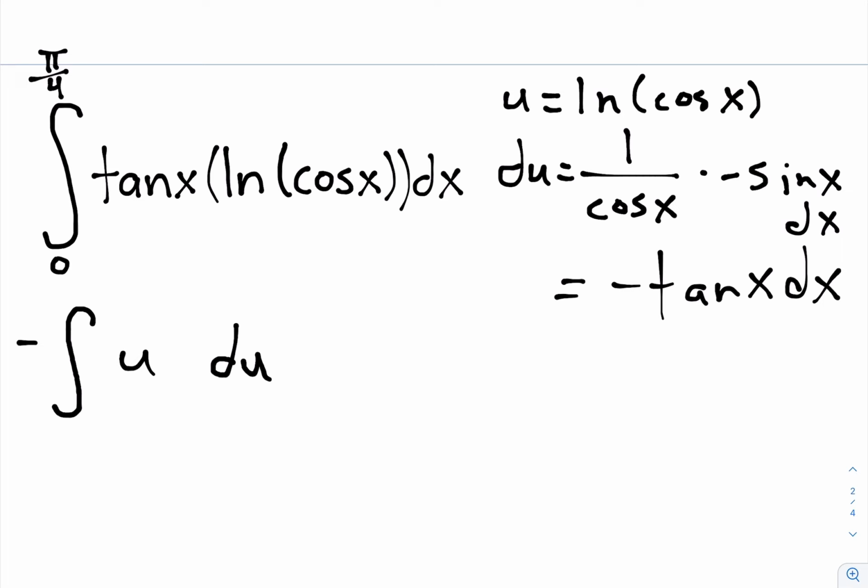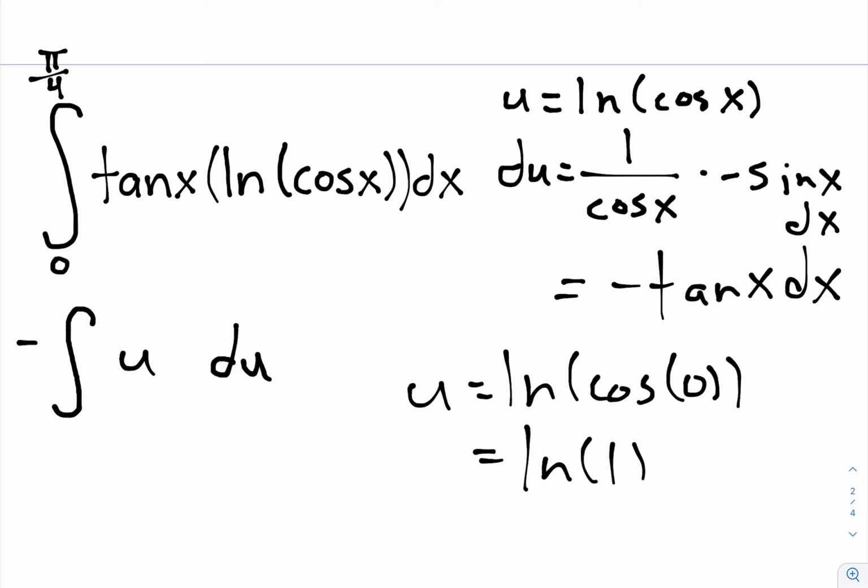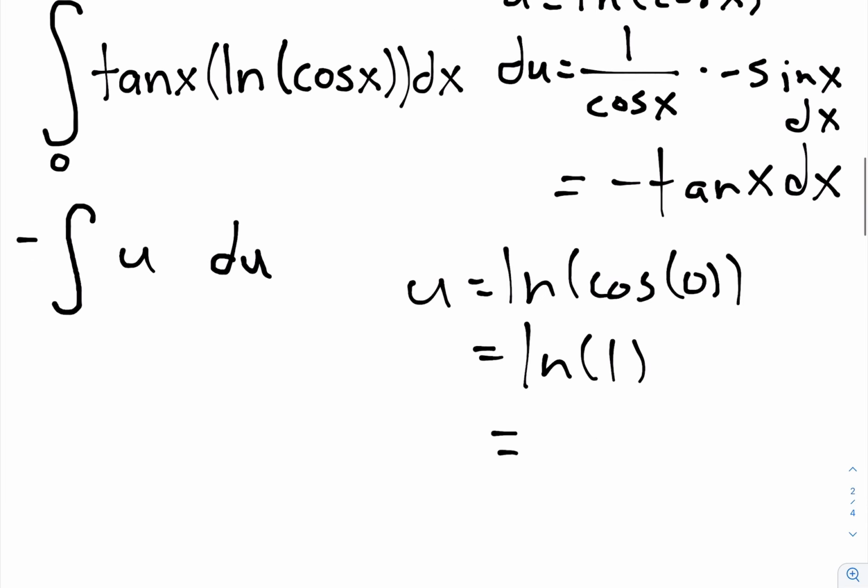Now the only thing we have to change is our bounds, right? So if our lower bound was 0 in our original integral, we have to plug that in. Remember, u was the natural log of cosine x, so we have to plug that in for x, so cosine of 0. The cosine of 0 is 1, and the natural log of 1 is just 0, because e to the 0 is 1. So our lower bound is still going to be 0. Remember, that's not always the case. We have to actually check.